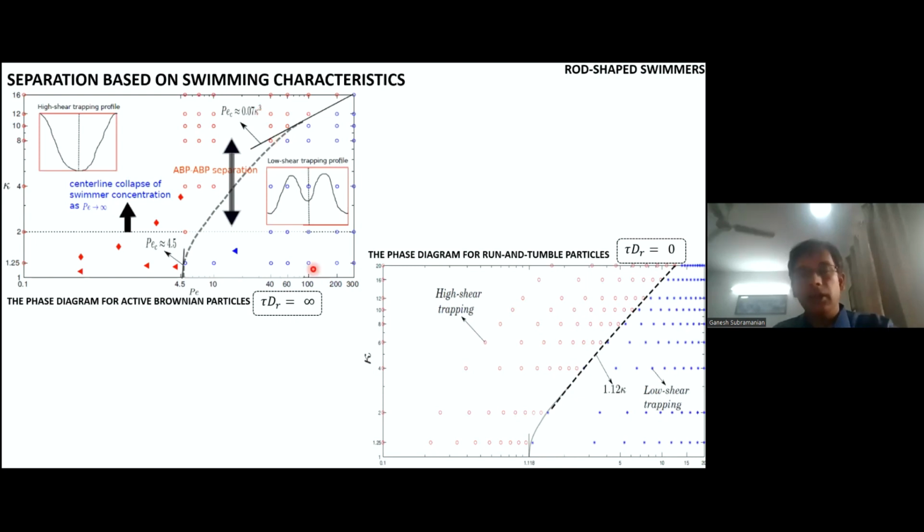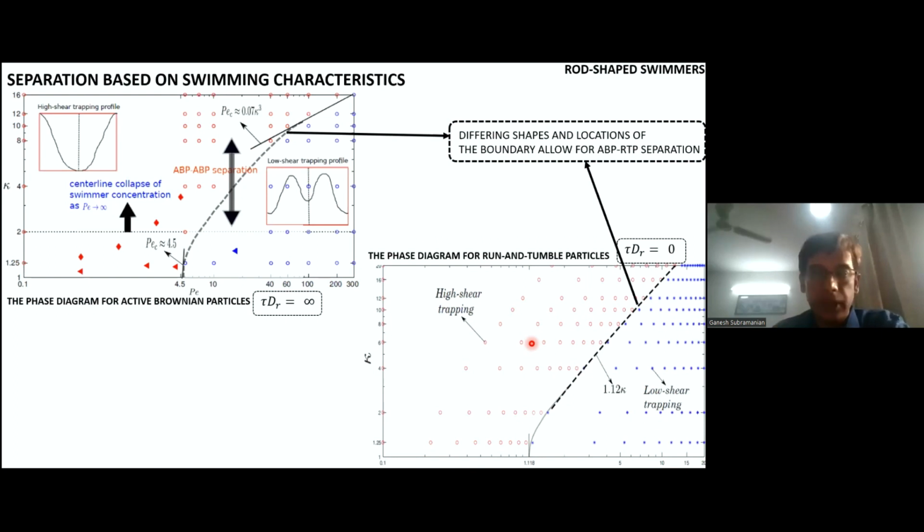And an interesting thing that emerges as a consequence of this dependence is that you can have a separation protocol based on swimming characteristics. So the differing boundaries imply that if you superpose these two diagrams, there will be an overlapping region, so to speak, where RTPs go in one direction, but ABPs go in the other, and you can have, therefore, in principle, a separation based on swimming characteristics. So this is what I was pointing towards.